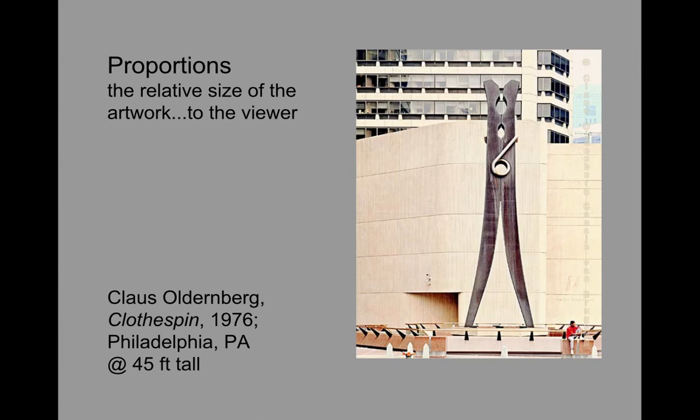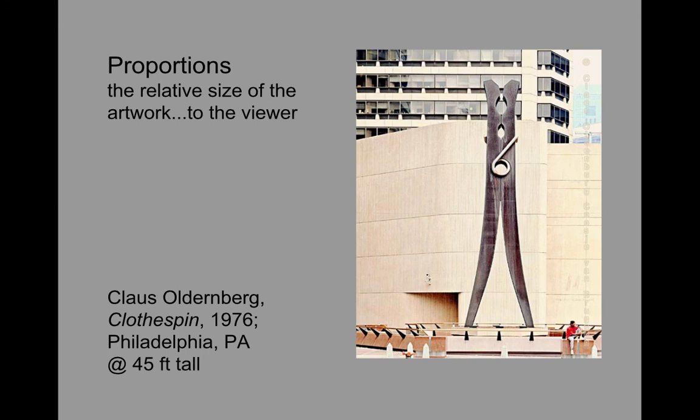Proportions are worth pointing out. How big is the sculpture, or how big is the piece of art that you're looking at? Proportions just mean the relative size of the artwork. Now, one way to look at proportions is to discuss how the relative size of the artwork relates to the viewer specifically. When we look at Claes Oldenburg's clothespin here, we're used to holding a clothespin in our hand and it being very small, and yet here he's made this clothespin 45 feet tall, and so the proportions here really throw us for a loop. They really surprise us, and they're definitely worth commenting on.